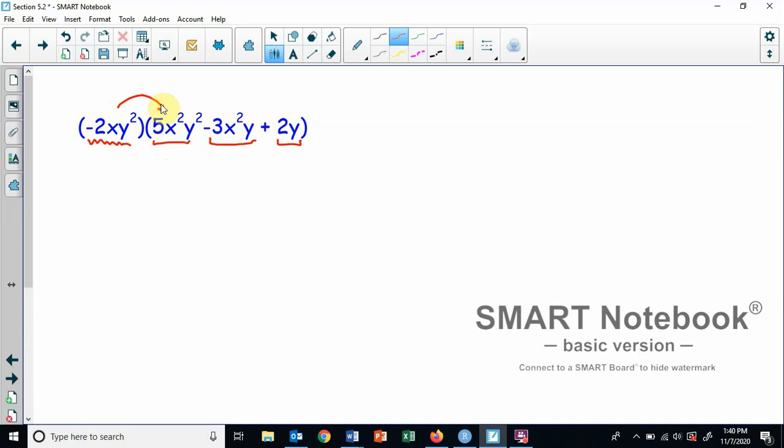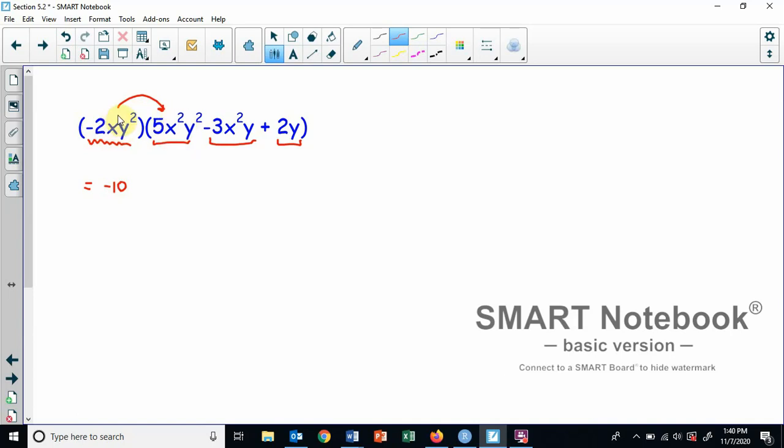I'll draw little rainbows, little arches, little arcs, so I know that I am multiplying. So let's see. I can take my time and write this out, or we can probably do this in our heads as we go one at a time. So if I multiply this term and distribute it to this first term, you notice first off the bat I have a negative 2 times a 5. Well, that makes negative 10. And I have x times x squared.